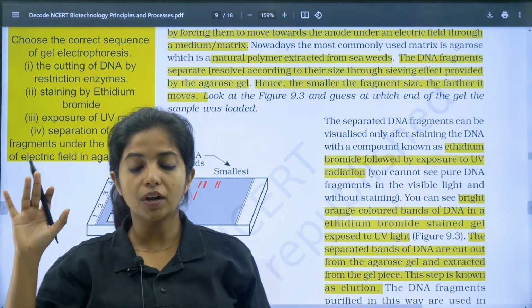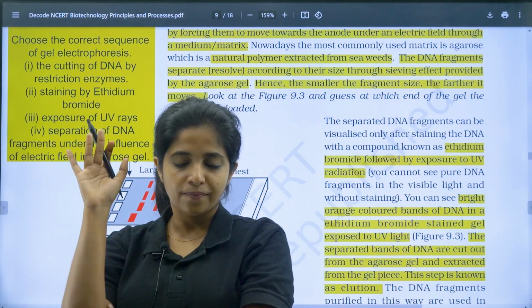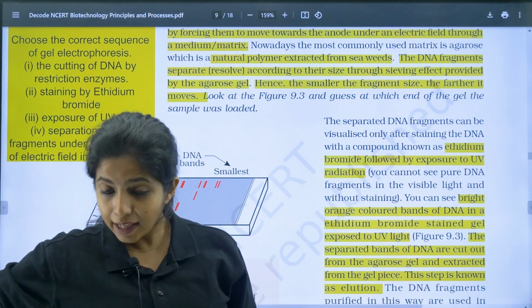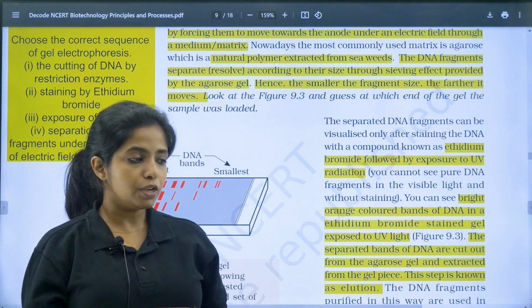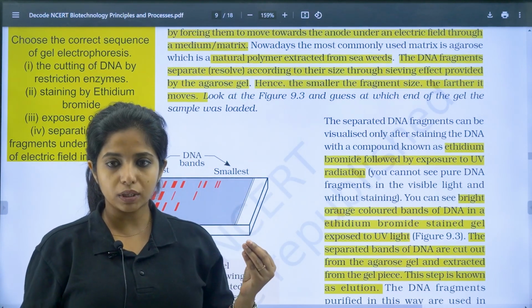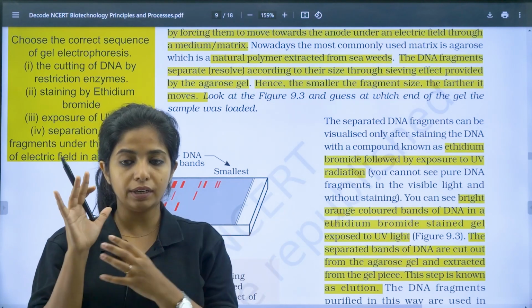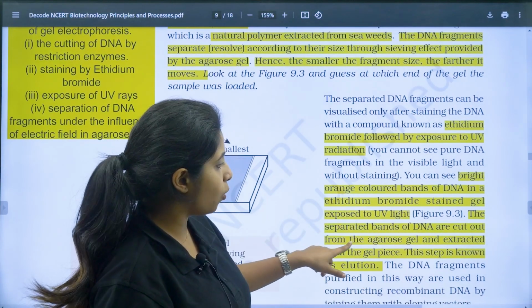My dear children, when you put it under UV radiation, what will you observe? There will be bright orange colored bands over there, my dear children. Okay, under the UV light, only under the UV light. So if you are just treating it with ethidium bromide, that's not enough. You have to show it under what? UV radiation. Now the separated bands of DNA are cut out from the agarose gel.